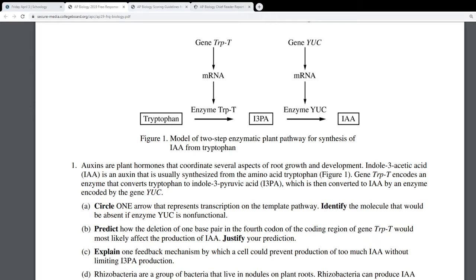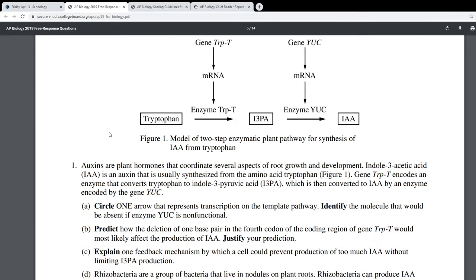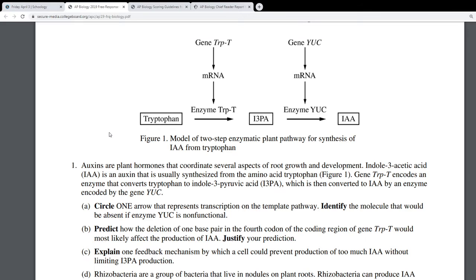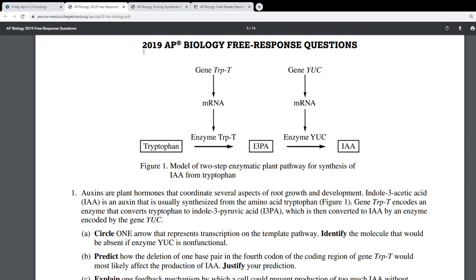All right, so here is question one from the AP exam. This is our interpreting data question, and this is really what the AP exam this year is going to focus on. So we've got our diagram up here for you guys to read through. The arrows flow from one to the next.